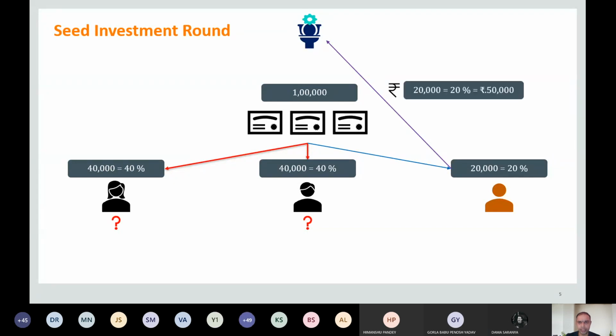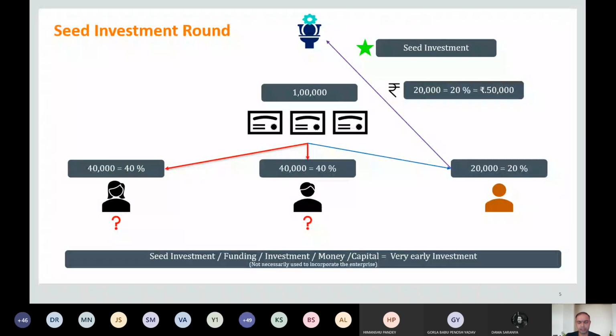After investing this 20,000 in your company, he is getting 20% of the share. And this money is called seed investment. This 20,000 he is investing is equivalent to 20% of the share, and it is called seed investment. So your company is now getting some seed money. That is, 1 lakh rupees is now generated, and you got some investment also.